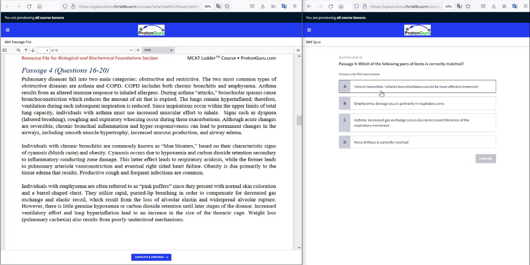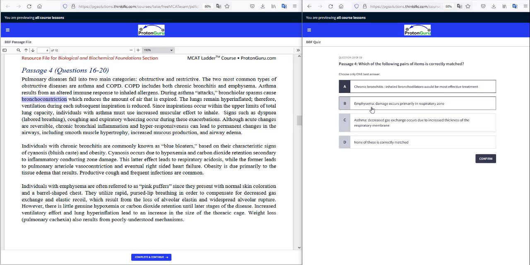Chronic bronchitis, inhaled bronchodilators would be most effective treatment. Emphysema, damage occurs primarily in the respiratory zone. Asthma, decreased gas exchange occurs due to increased thickness of the respiratory membrane, or none of the above. So choice A talks about inhaled bronchodilators. That would be the most effective treatment for a condition caused by bronchoconstriction, but that's asthma. This answer choice is suggesting it's chronic bronchitis. So let's hold off on that answer.